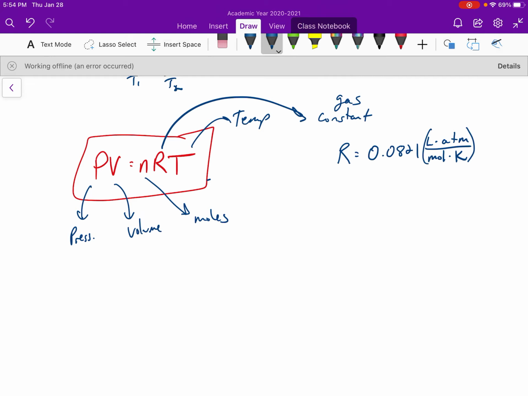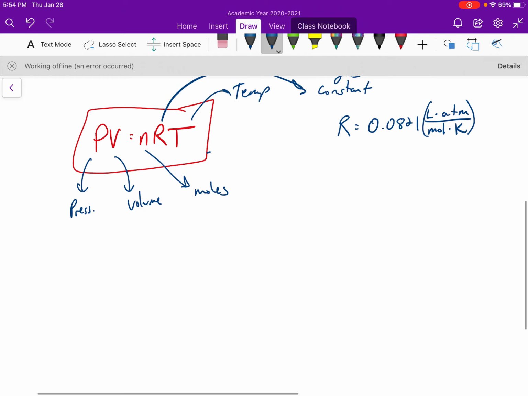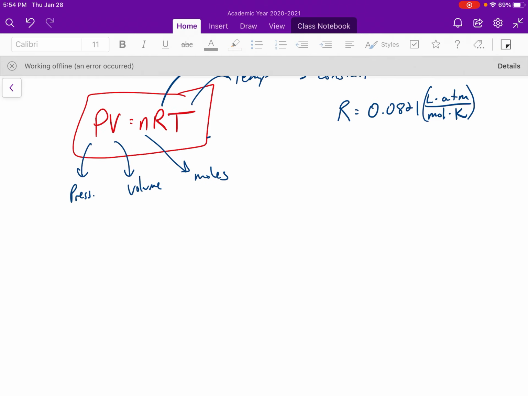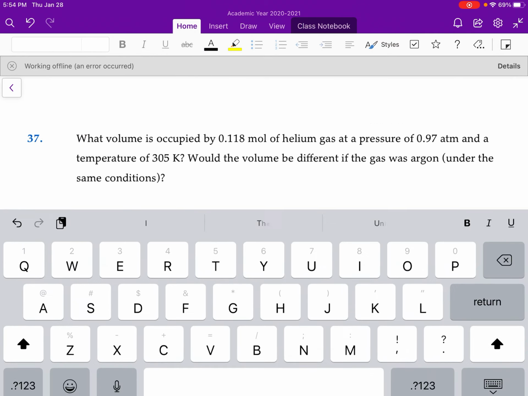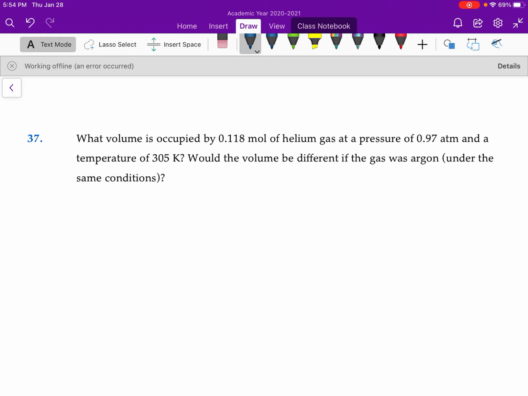Now, if your units are not liters for volume, atmospheres for pressure, moles, and Kelvin for temperature, then you have to convert into those units to get the R value to cancel out. So there is some work you might need to do to get this to work out, but this is the general rule, okay? So let's try practice. Okay, so this is from chapter 6.